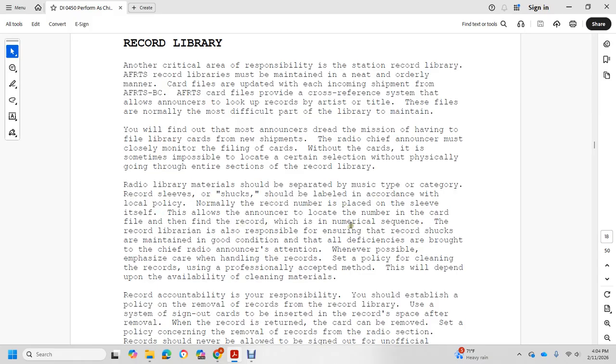This allows the announcer to use the number on the card file to find the record, which is numerically sequenced. The record librarian is also responsible for ensuring that the record sleeves are maintained in good condition and that all deficiencies are brought to the attention of the chief of the radio announcers whenever possible. Emphasize the care and handling of the records, with a policy for cleaning the records using professionally accepted methods. This will depend on the availability of cleaning material.